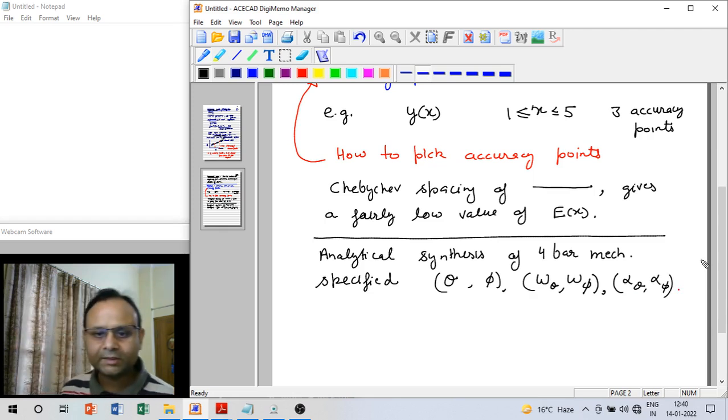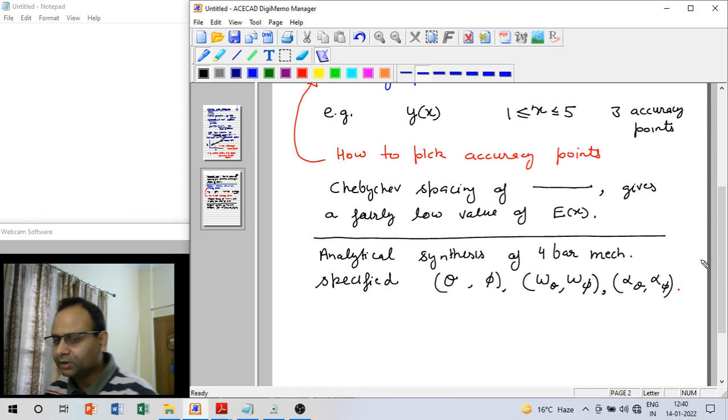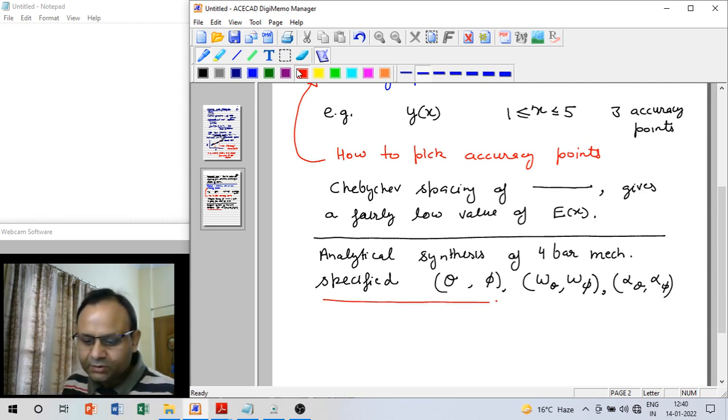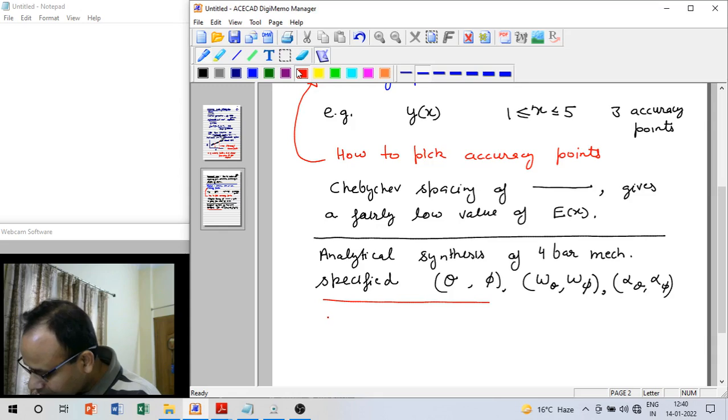Okay. So what is given is, in a specific configuration, the angle of the input link is theta, the angle of the output link is phi, and along with that, at that instant, the angular velocity and angular acceleration of the input and output links are also given. And you have to do analytical synthesis. So it's very simple based on the Freudenstein equation, and I'm just going to describe the process here.